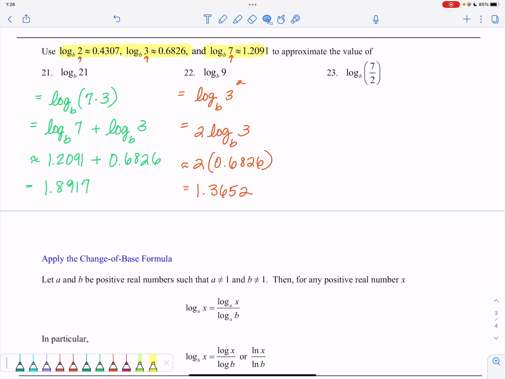Okay. How about number 23? Here we're given the log of a quotient, so we have the log base b of 7 minus the log base b of 2, and we were actually given both of those values, and that would be equal to 0.7784.